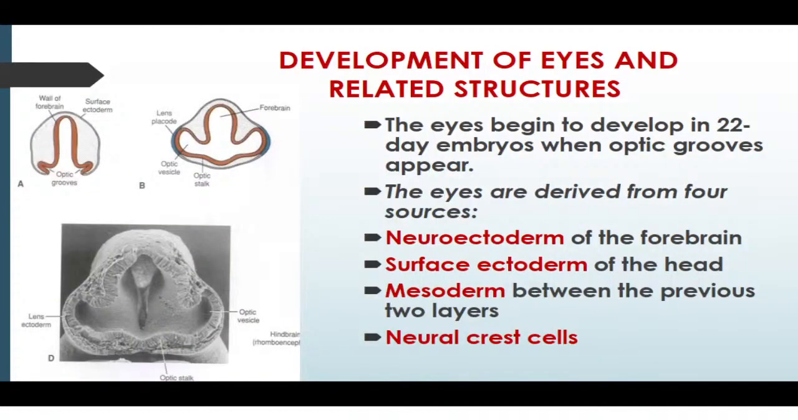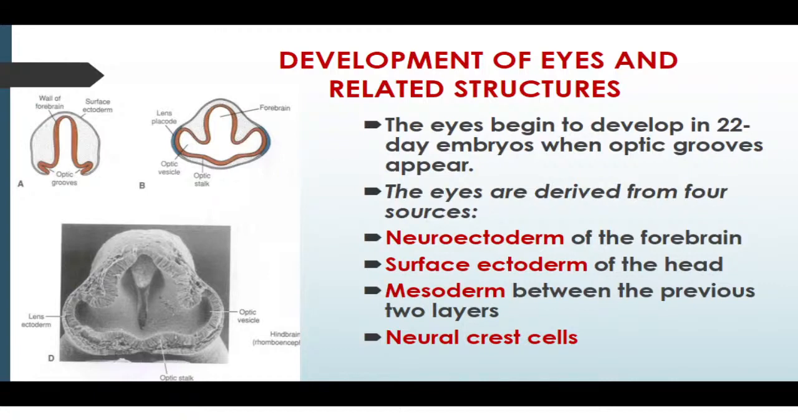Let's start with the embryonic development of the eyes and related structures. The eyes begin to develop on the 22nd day of the embryo, when optic grooves appear in the region of the diencephalon. The 22nd day of embryonic development is the time when the heart starts to beat.